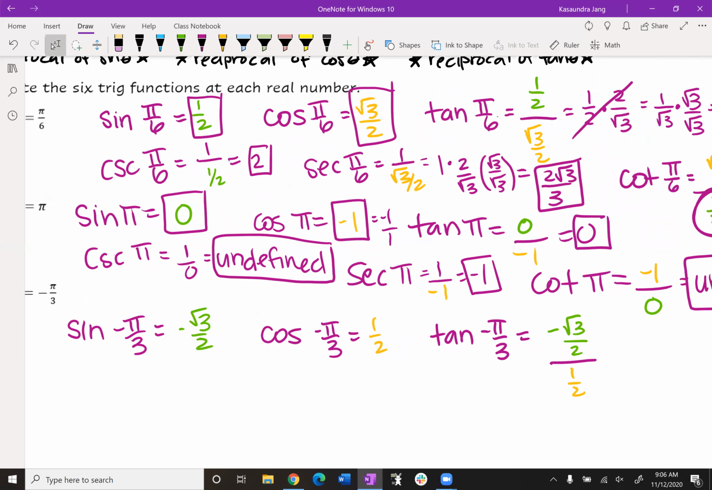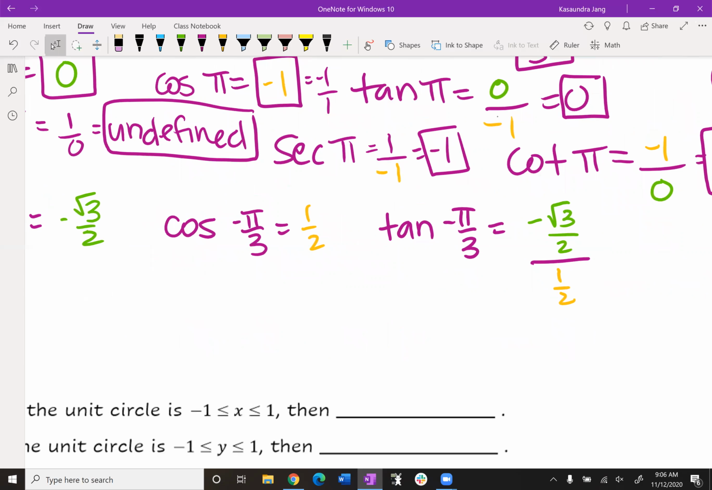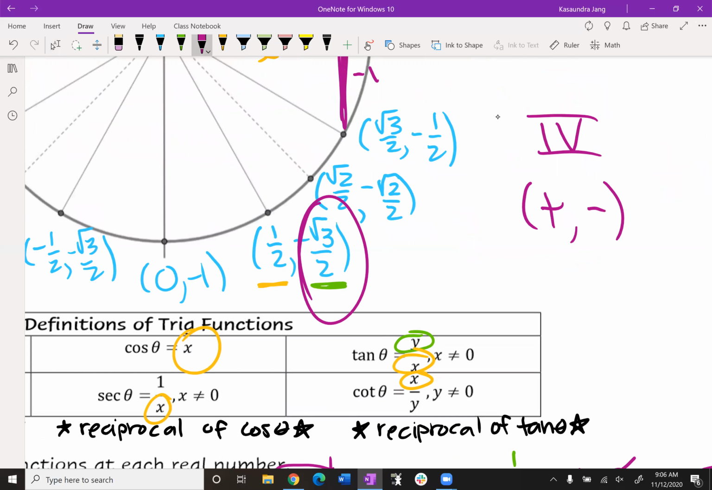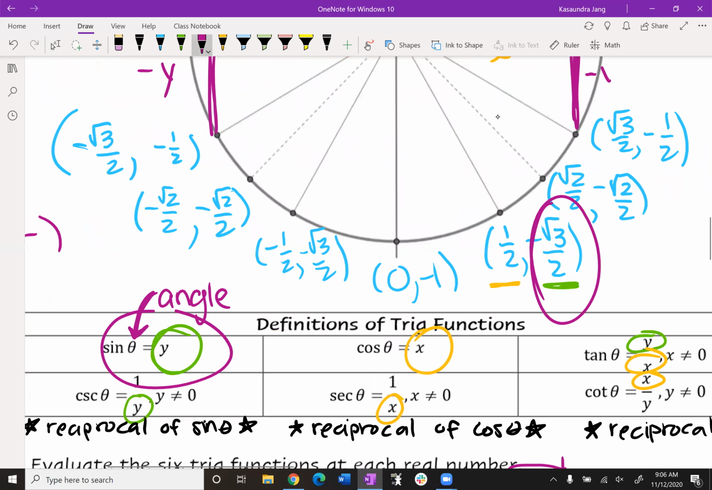Okay, but is everybody okay on the setup here? Why did I do a messy negative root 3 over 2 and then divide by a 1/2? Wasn't the 3 over 2 the y in the negative 1/2, or the negative 1/2 the y in the 3 over 2, is that x? Yeah, the root 3 over 2 was my y value, which goes with sine. So negative root 3 over 2 went with my sine. Is that a little better?